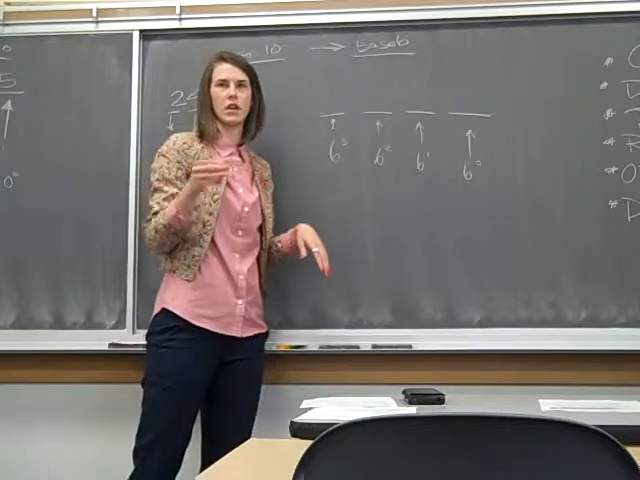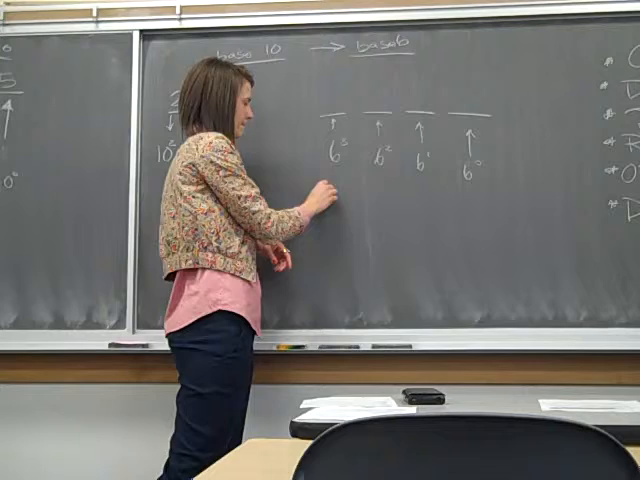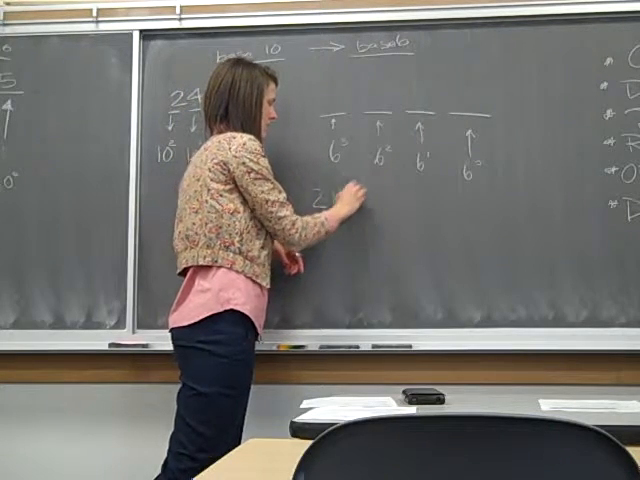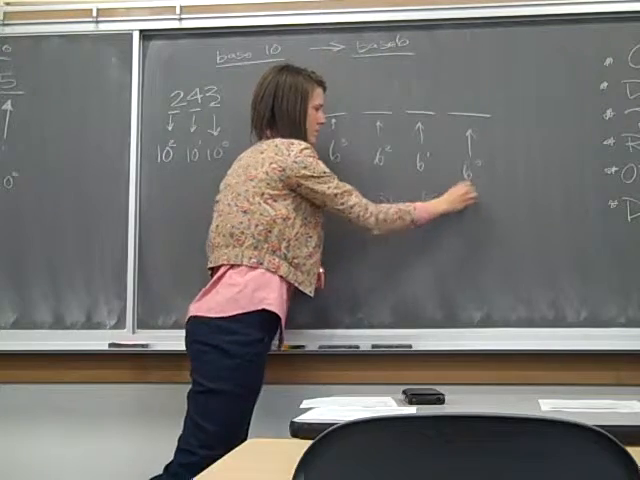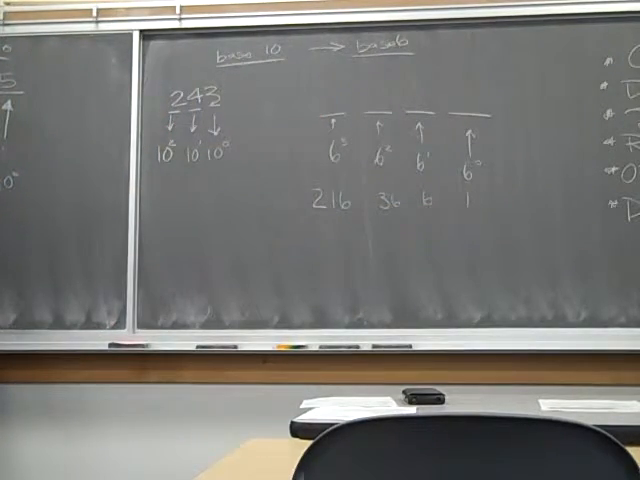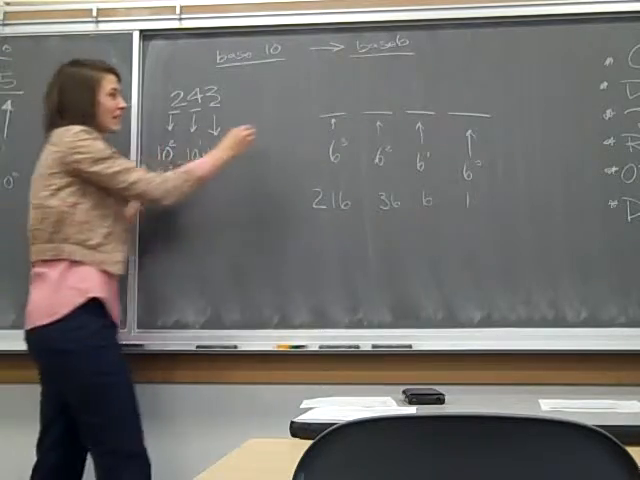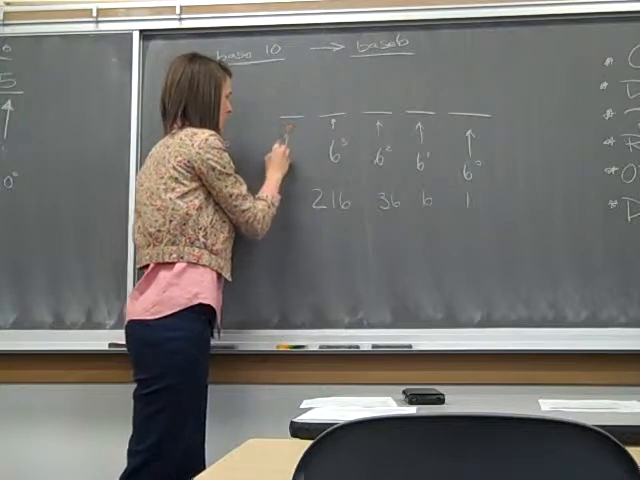So what's 6 to the 3? Anyone on their calculators? 216. This is 36. Okay. So do we have at least one 216? Yes. And it's kind of lucky that I started out with 4 place values. I didn't really know.